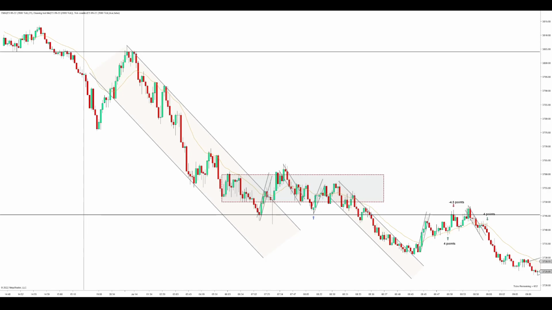Hi, we're trading the ES on a 2000 tick chart with 21 EMA. So price started in this downtrend. I started trading around this area, but price started in this downtrend and this range started forming as I started to trade. And overnight low formed here.